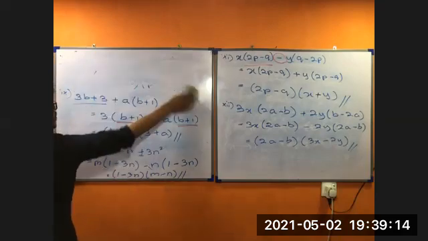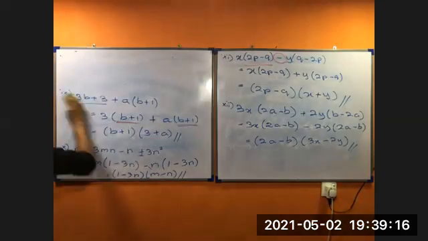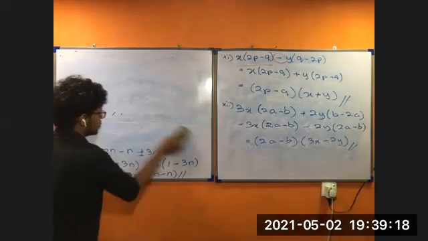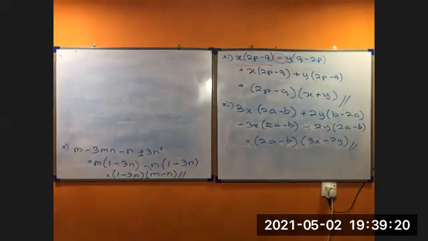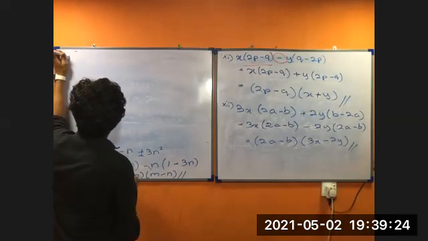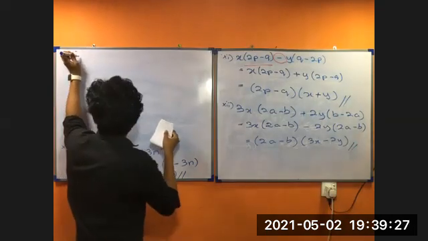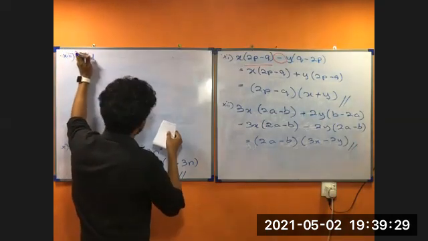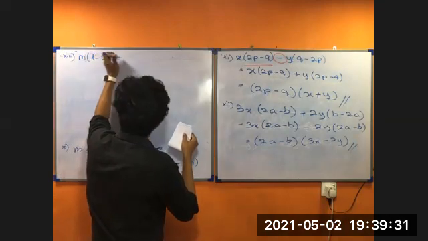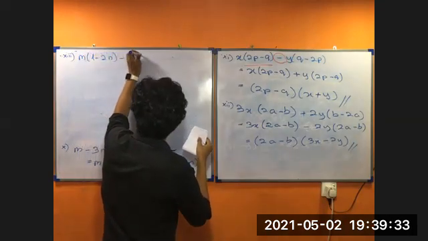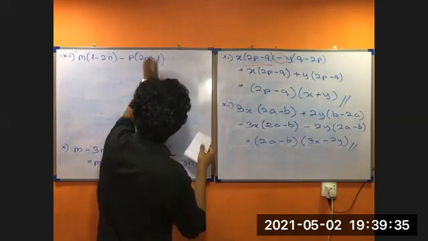Don't, I mean, write it down. So these are like examples. So number 13. M times L minus 2n minus P times 2n minus L.